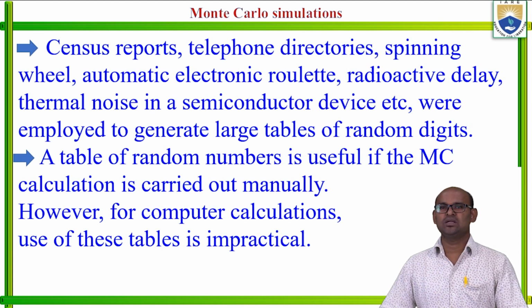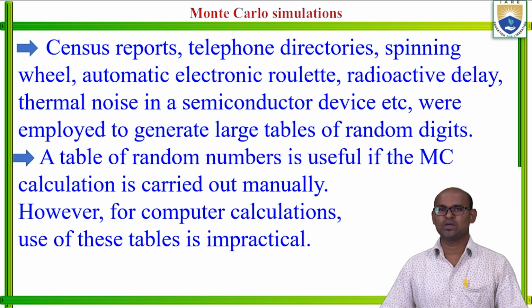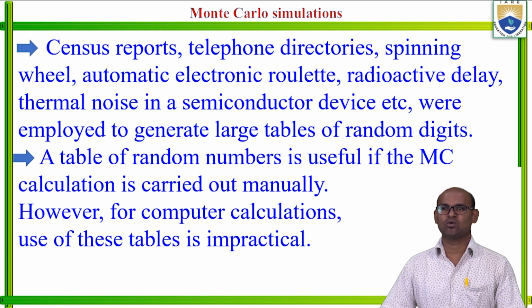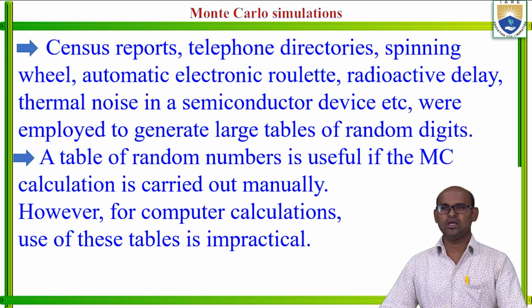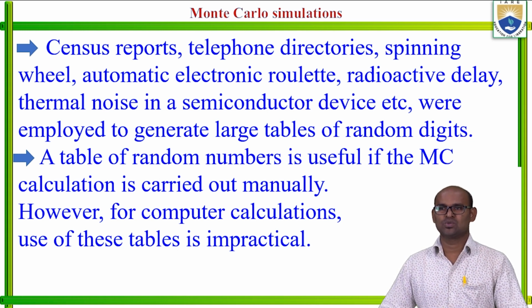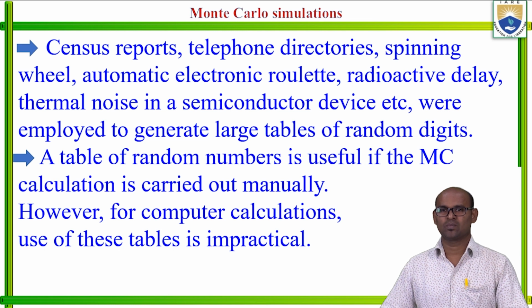So there are many other random physical processes, for example, census reports, telephone directories, spinning wheel, automatic electronic roulette, radioactive decay, thermal noise in semiconductor devices, and they were employed to generate large tables of random numbers. So there are many different random physical processes from which we can generate a sequence of truly random numbers. Some of them I have mentioned here.